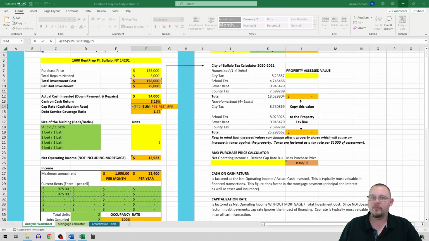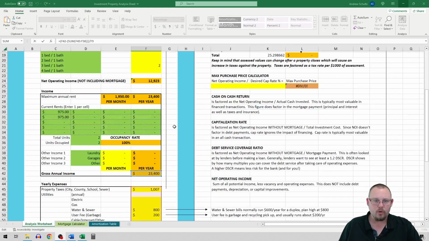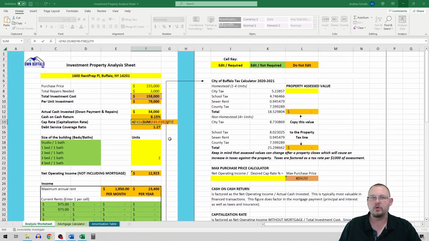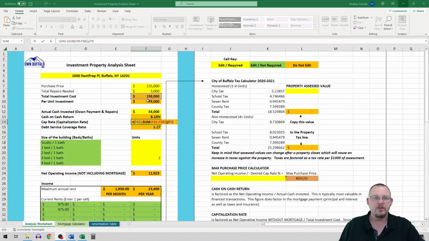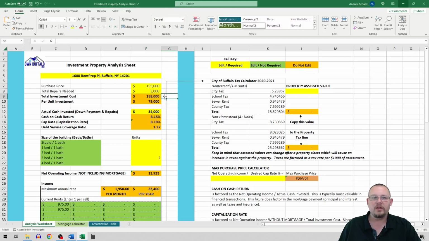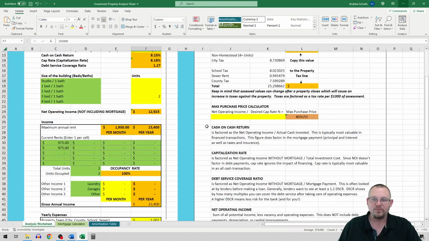We're going to take the sum of all those, and we're basically subtracting that from our gross annual revenue. So this is your gross annual revenue minus all of your yearly expenses, except your mortgage, divided by your total investment cost in the property. And again, in this instance, your total investment cost is the total of the purchase price as well as the total repairs needed, because we're working off the assumption that there's not a debt load associated with the property. Cap rate is typically most valuable in cash transactions.